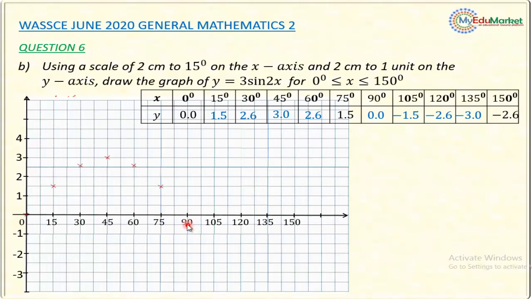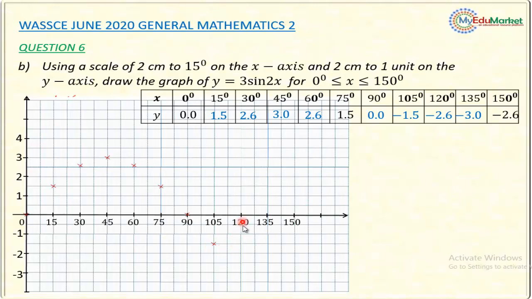So next is x 90 degrees and the y is 0. So it's going to be on the x-axis. y is 0. If you move there, y is 0, but on this, x is 90. So it's going to be on the x-axis. So I'm going to make that mark. And next is x 105, y minus 1.5, so I'm going to go down for the negative part of the y-axis. This is minus 1.5. If you go to the left, it's minus 1.5, so x 105 is going to be exactly this place, so I'm going to make that mark.